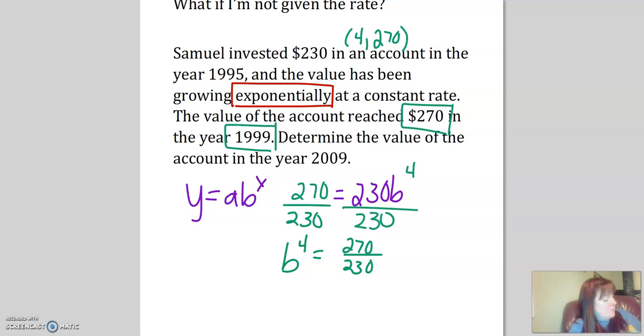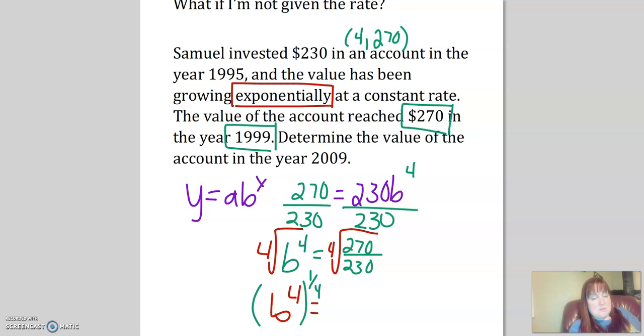Then we're going to take the 4th root of both sides to get b by itself, but a lot of times you don't know how to do 4th roots on a calculator. So remember, b to the 4th, how do we undo the 4th? Well, what exponent could I raise this to that would cancel out that 4? Well, remember, I could raise it to the 1/4 power, because when we multiply those exponents together, they become 1, right? So this is just b. So in your calculator, you can do this: 270 divided by 230, to the 1/4. That's the easiest way to put it in your calculator. There are other ways, but this is definitely the easiest. Okay, to the 1/4. I better put parentheses around that 1/4.